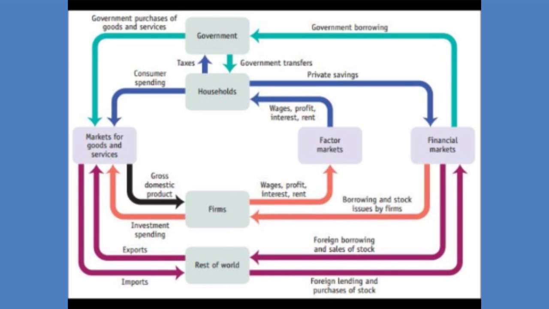Markets for goods and services do not receive all household income because households can choose to set aside part of their income for private savings. These private savings can go into financial markets where individuals, banks, and other institutions buy and sell stocks and bonds or make loans.